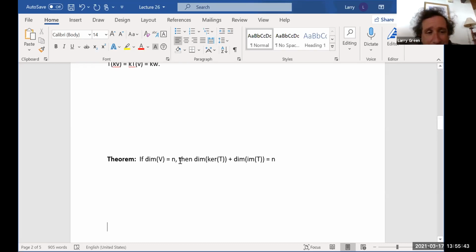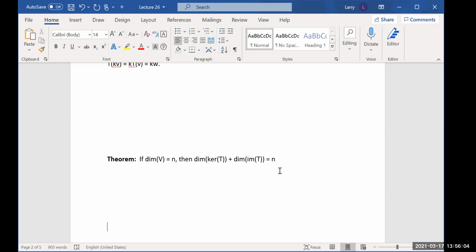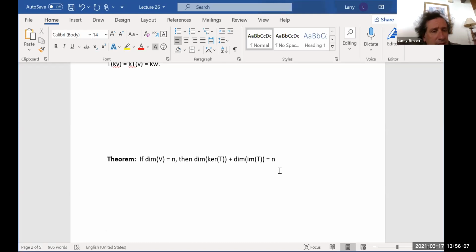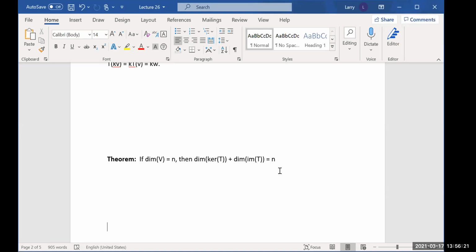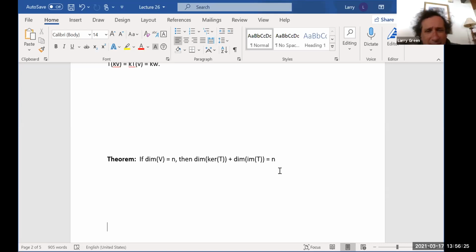If the dimension of V is n, then the dimension of the kernel of T plus the dimension of the image of T is also equal to n. Where have you seen something like this before? Yeah, null space. When you say null space, what do you mean? I mean, that's part of it. Something about bases, but more something older. Do you remember?